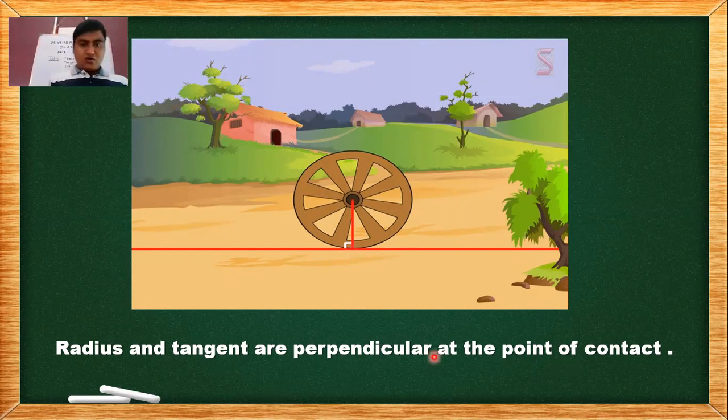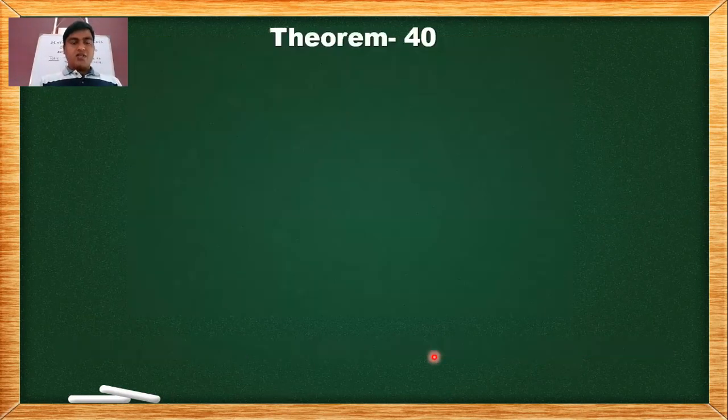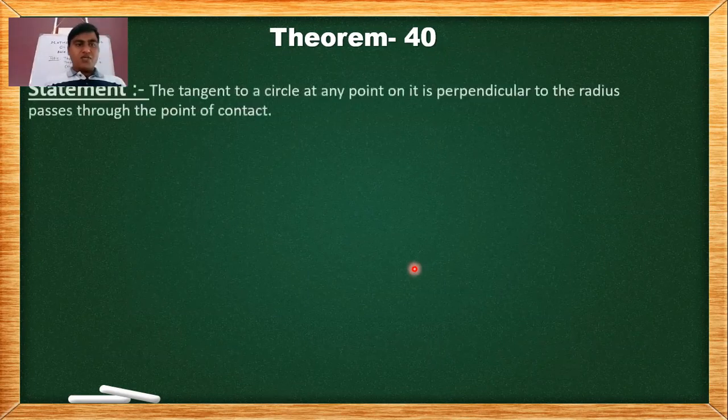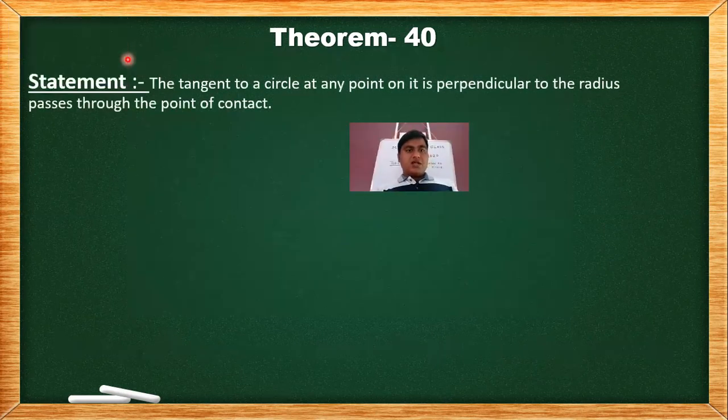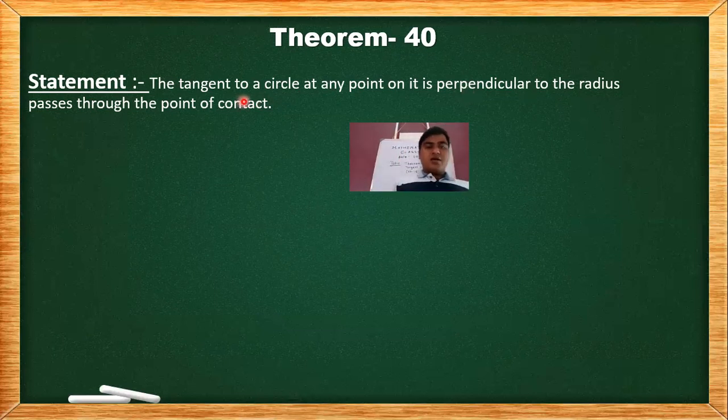So we go to our theorem, theorem 40. Now the statement of the theorem is that the tangent to a circle at any point is perpendicular to the radius passing through the point of contact. Radius and tangent are perpendicular at the point of contact. Now this is the statement of the theorem.